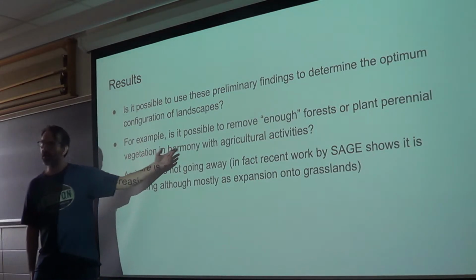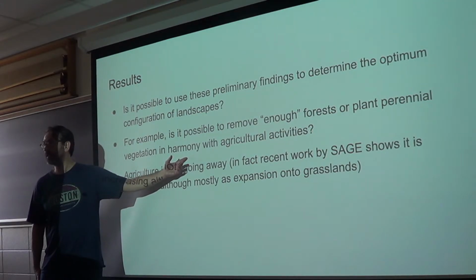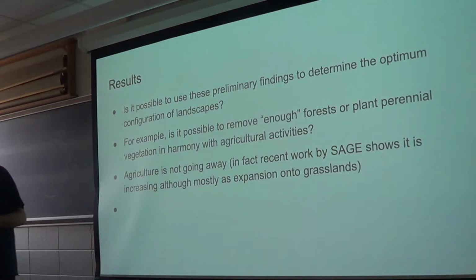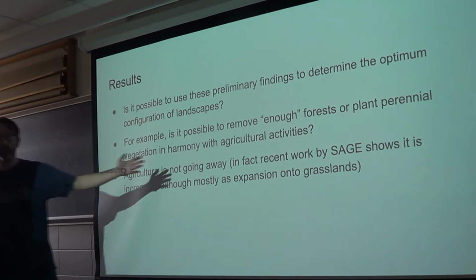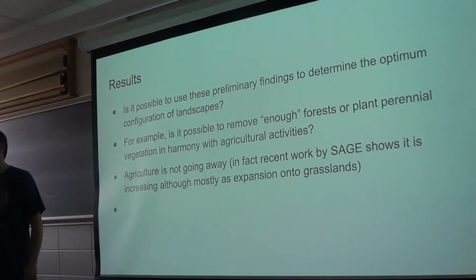Now, I call this in harmony, and I thought about that word for a while, but I think it's the right word because agriculture is not going away. I don't think anytime soon. If you look at our landscape, agriculture is actually expanding. In fact, some of the work that is coming out of SAGE is showing that agricultural areas are getting bigger. Not so much on the forested lands, although they are disappearing as well, mostly on grasslands. I don't think agriculture is going away anytime soon. So the idea is how do we do this in harmony with agriculture.